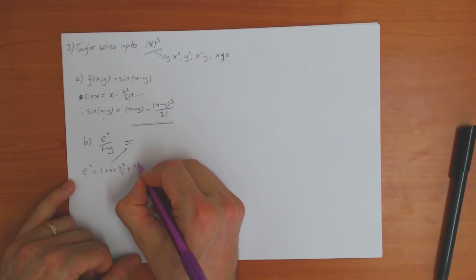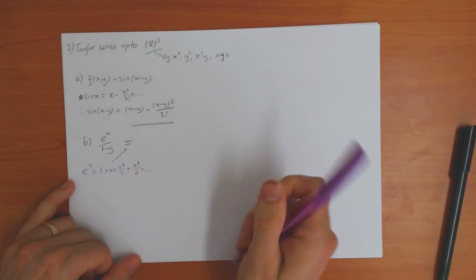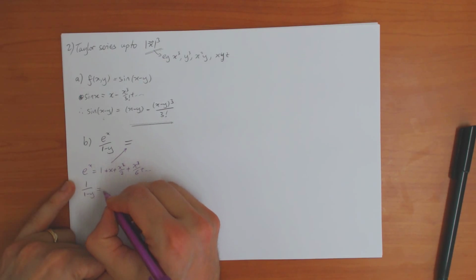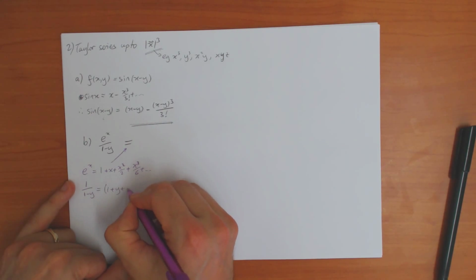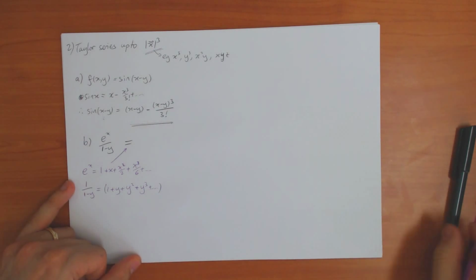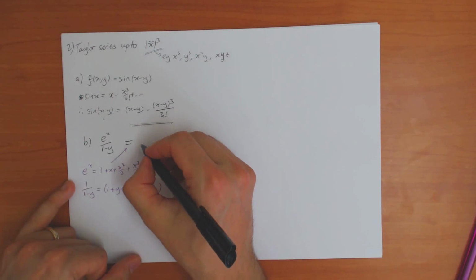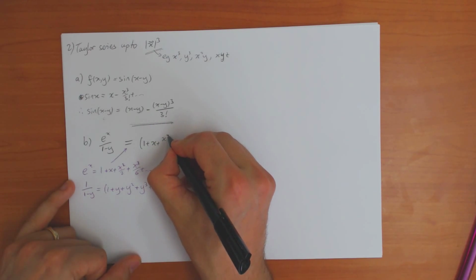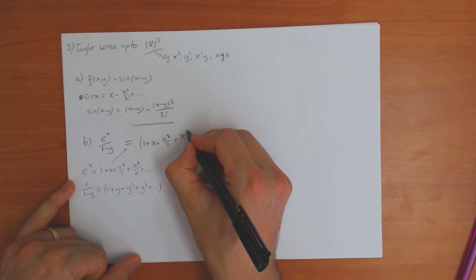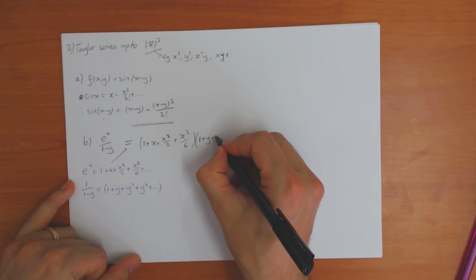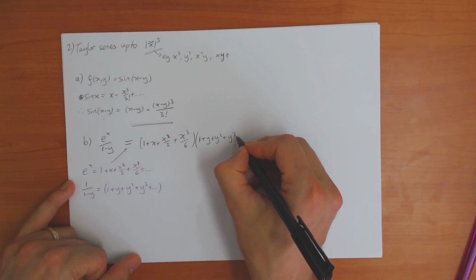x cubed over 6, and so on, only up to x cubed, and also for the y, so 1 over 1 minus y, that's 1 plus y squared plus y cubed, and so on. Okay, and then here you just multiply them together, right? So this is 1 plus x squared over 2 plus x cubed over 6 times 1 plus y squared plus y cubed, and so on.